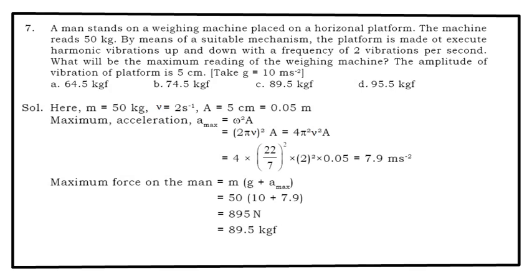Here M is equal to 50 kg. The frequency nu is equal to 2 per second. Amplitude is 5, that is 0.05 meter. The maximum acceleration is equal to omega square into A. So I put that omega is equal to 2 pi nu, the whole square it would be. So it becomes 4 pi square nu square into A. Now I put all the values. So I get acceleration as 7.9 meter per second square. Maximum force acting on a man would be equal to M into (g plus a max). I put a max value as 7.9 and I get it as 895 Newton, that is 89.5 kgf.